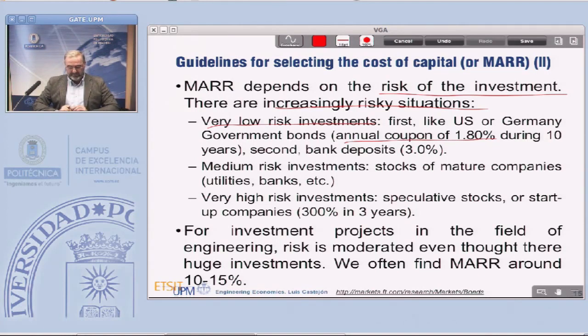The second option you have with very low risk investment is to invest your money in a bank deposit. But as we know, banks sometimes suffer and have trouble. They are in trouble, as we are seeing now in the general economy. So for bank deposits, an investor will ask for a bit more interest rate, not 1.80, but 3%. So it's a bit more, not much more, but a bit more.